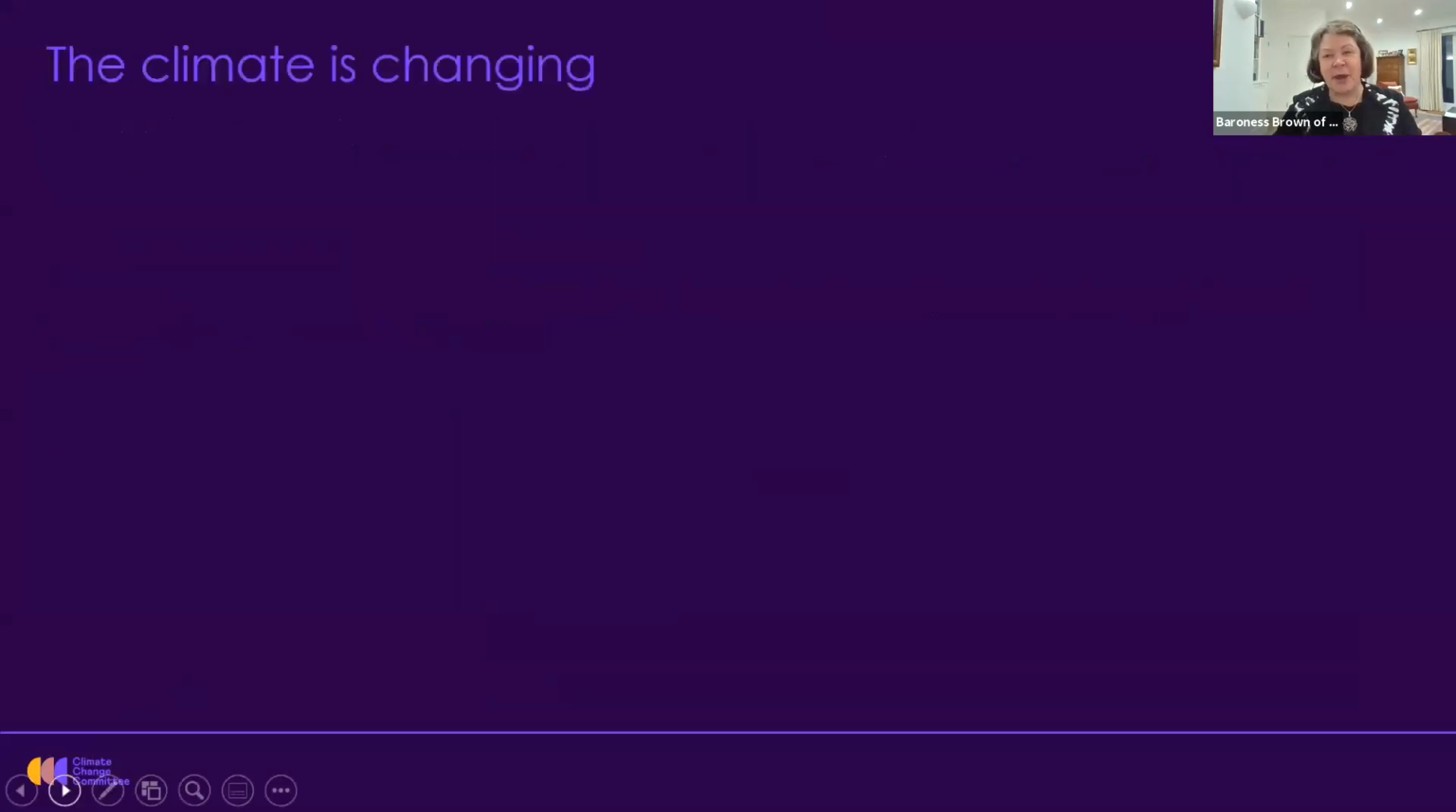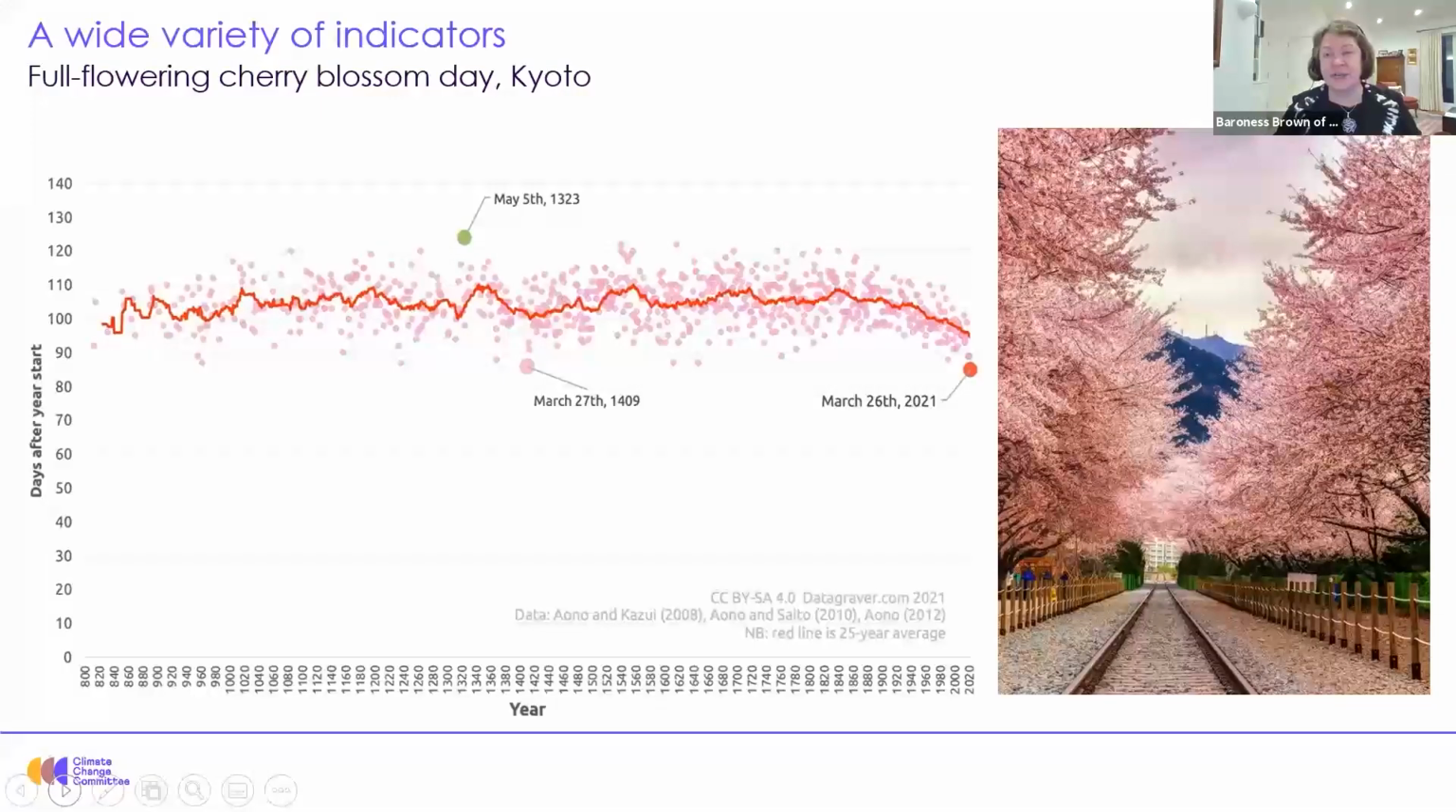So let me just start by reminding us, as if we needed reminding this year, that the climate is already changing. There are all sorts of data sets that show us how the climate is changing. This one happens to be one of my favorites, because I am just amazed that people have been recording since the early 800s the date of full flowering cherry blossom day in Kyoto.